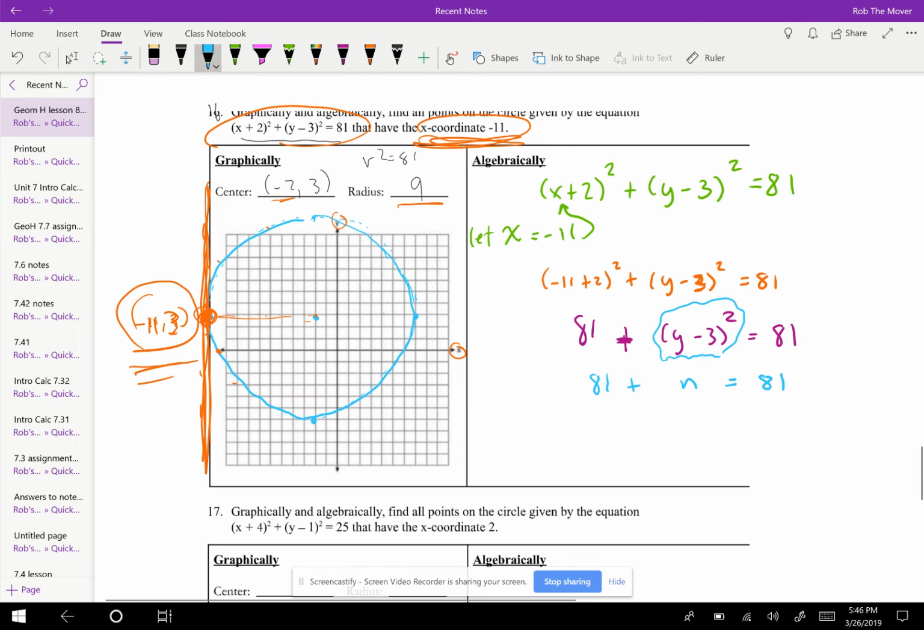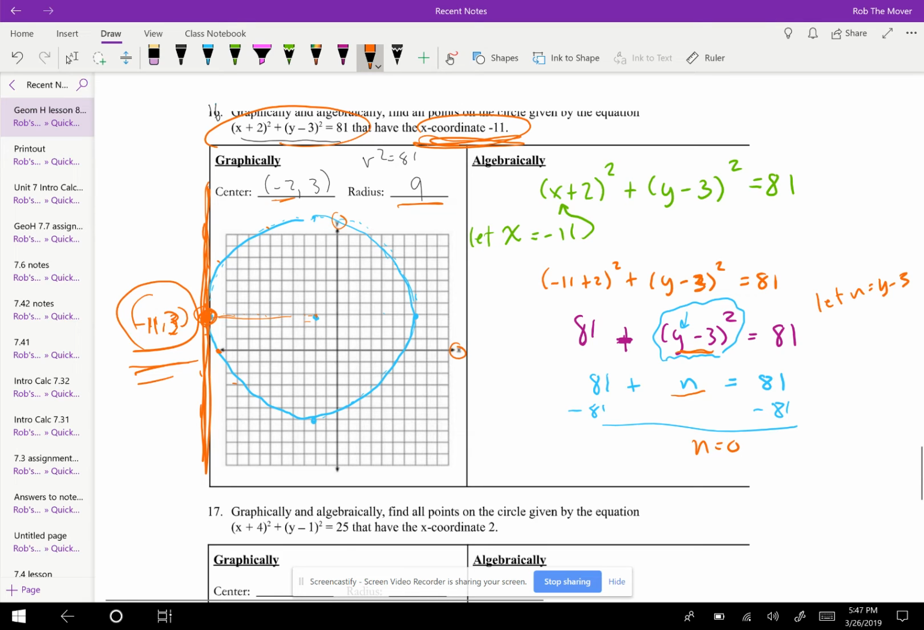Our goal is to isolate this so we can solve for y, but y is stuck inside this squared function. Okay. So we want to solve for it so that then we can take the square root and then we can add 3 after that. But we can't do that until we isolate this. So how would I isolate that? Well, I'd subtract 81 on both sides. And I get n equals 0, right? But we didn't really have to do that. I just wanted you to see that if I let n equal y minus 3, we could have substituted in there to make the equation look a little easier, to show you why we have to isolate.